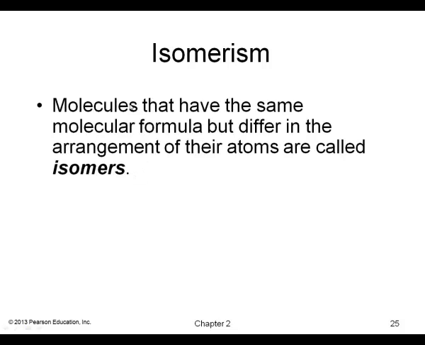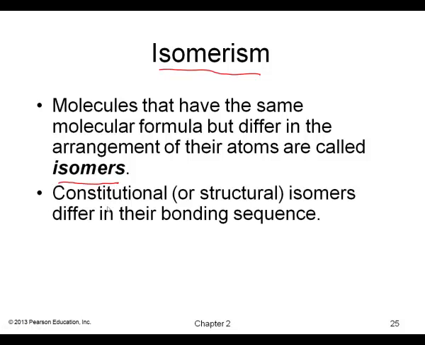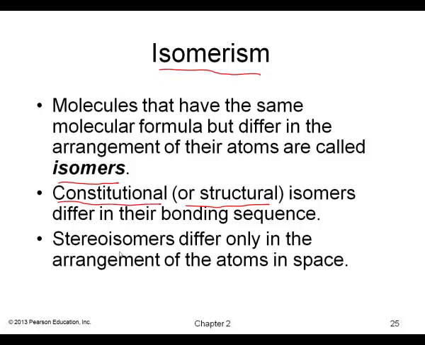So here's the topic of isomerism. Molecules that have the same molecular formula but differ in the arrangement of their atoms are called isomers. The first kind of isomers are called constitutional isomers or structural isomers, and they differ in their bonding sequence. Stereoisomers differ only in the arrangement of atoms in space. We'll talk about this more in Chapter 5.